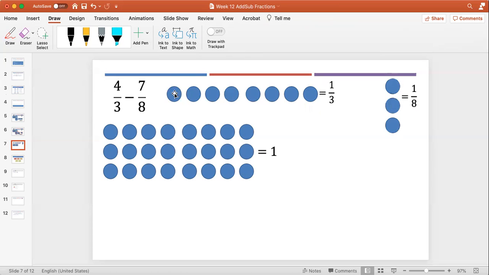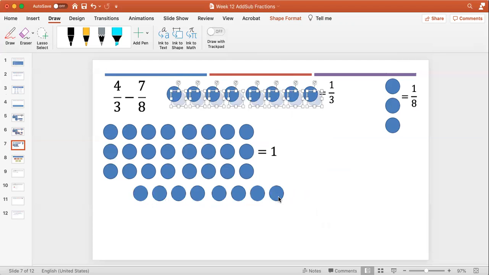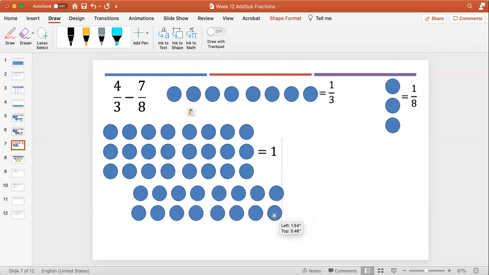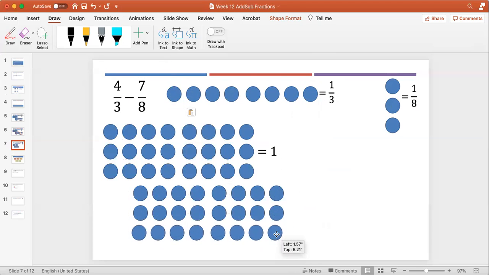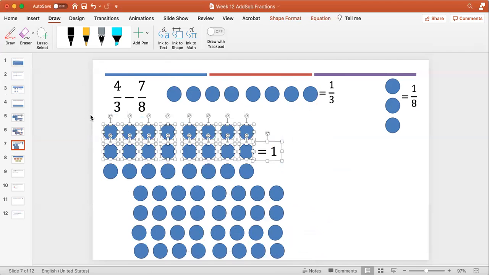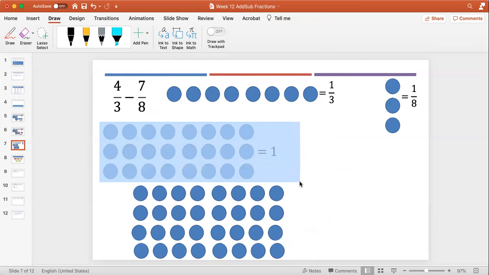We want 4 thirds. So what I'm going to do is I'm going to group these, right? We want to show 4 of these. 1, 2, 3, 4. And maybe I can even change some colors or move some things around so that way I'm not running out of space.